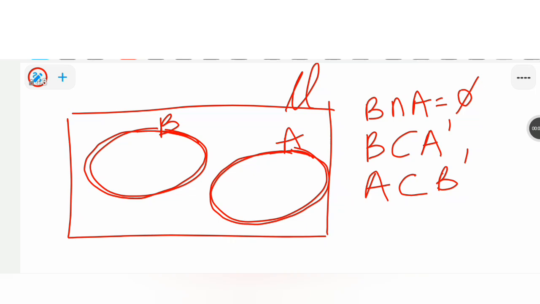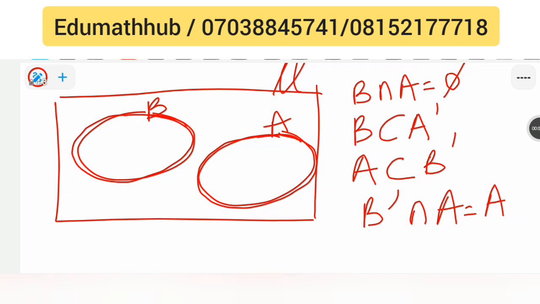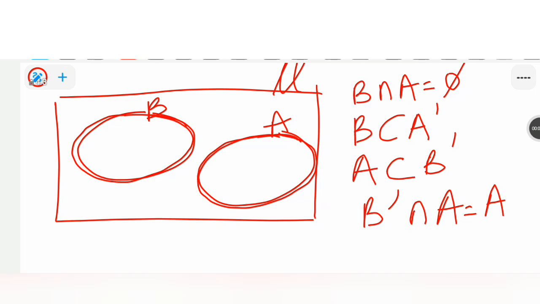Okay, then another thing that you can also pick out from here is you can say something like B prime intersection A, the same thing as A. Okay, don't worry yourself, it's very simple. Let's look at B prime first. Where is B prime? B prime means everything outside B, Abi.